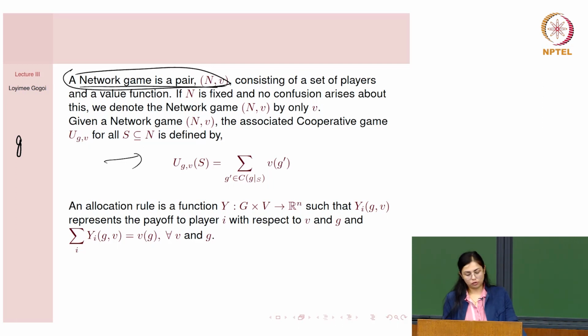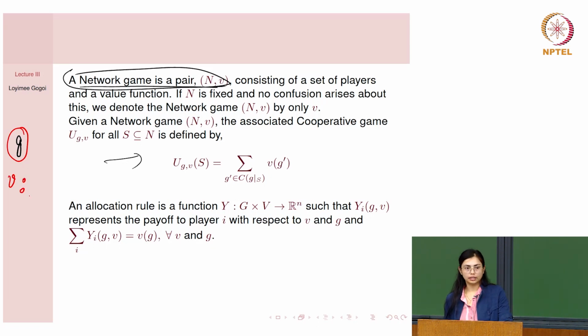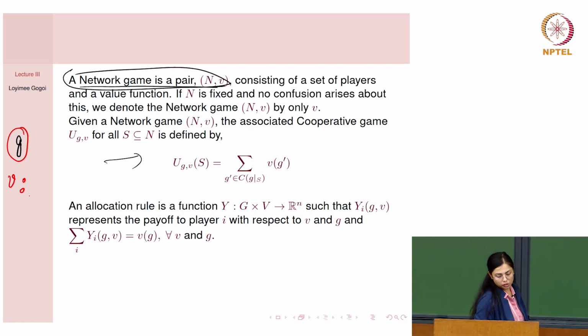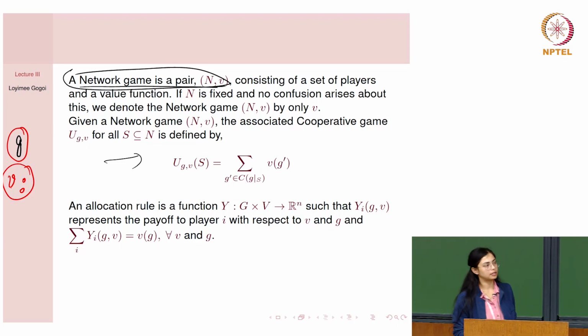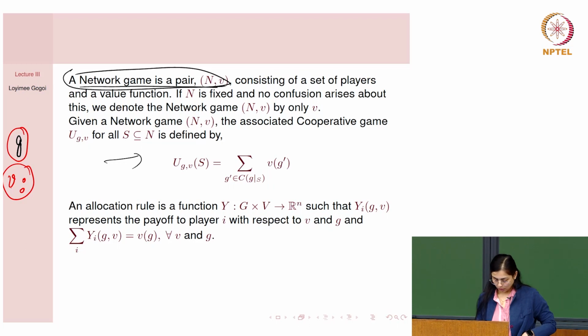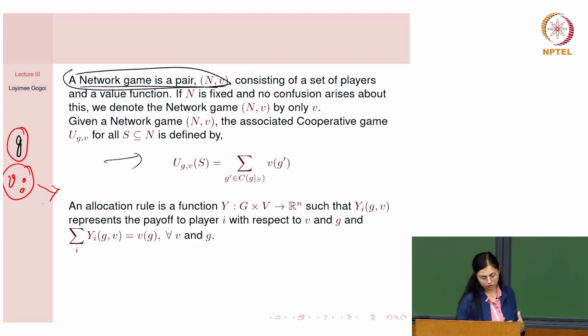So once I have the network structure G, on the network G, I can define a network game, or the value on the subgraph of Z. Then the question, once the game is defined, is how the worth generated among the subgraphs of Z is going to be allocated among the players.